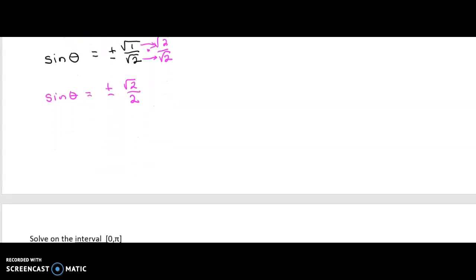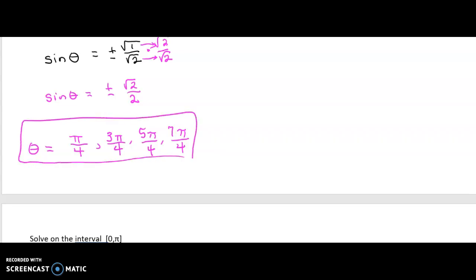So what angles have a sine value of positive or negative square root of 2 over 2? Those would be 45, or pi over 4. Pi over 4 has a sine value of positive square root of 2 over 2. 3 pi over 4 also has a sine value of positive square root of 2 over 2. 5 pi over 4 has a sine value of negative square root of 2 over 2, and 7 pi over 4 has a sine value of negative square root of 2 over 2. Those four answers lie in the interval 0 to 2 pi.